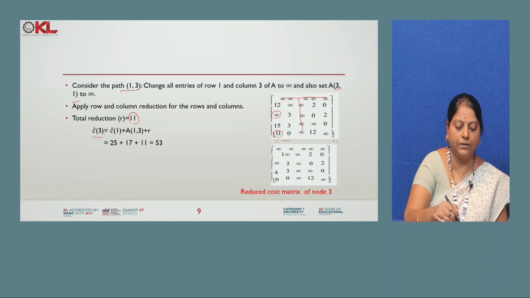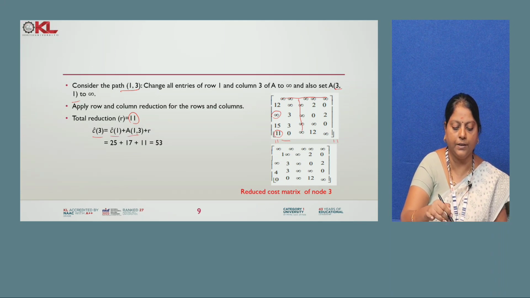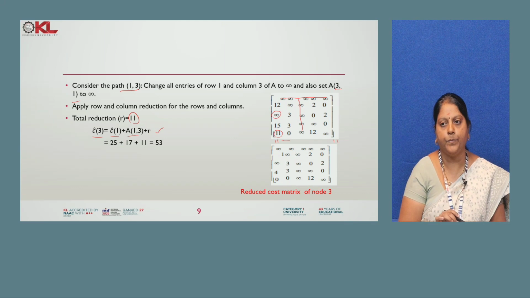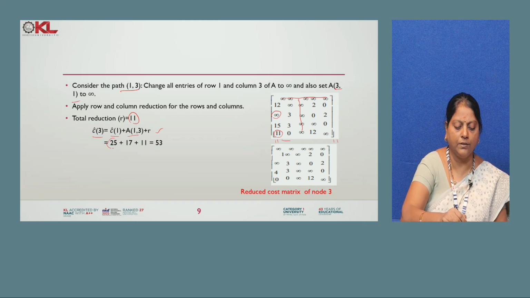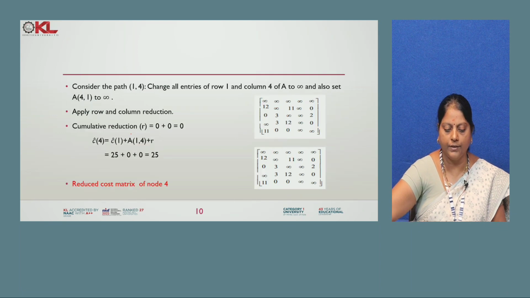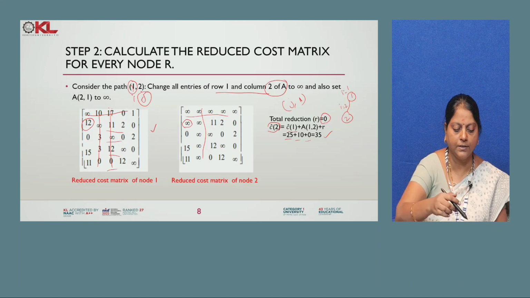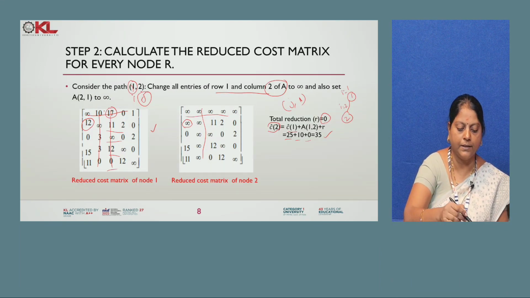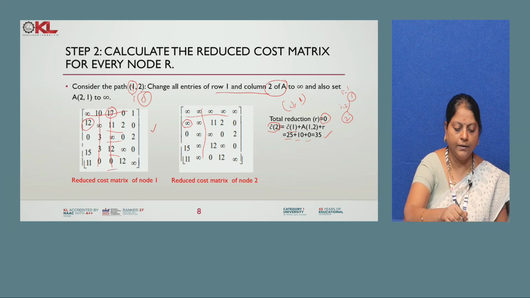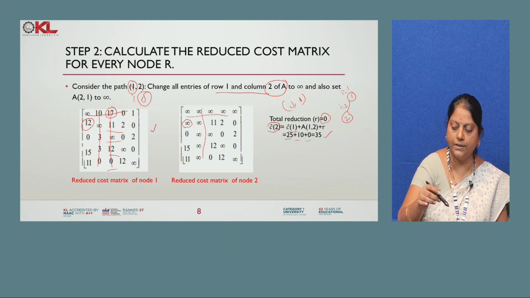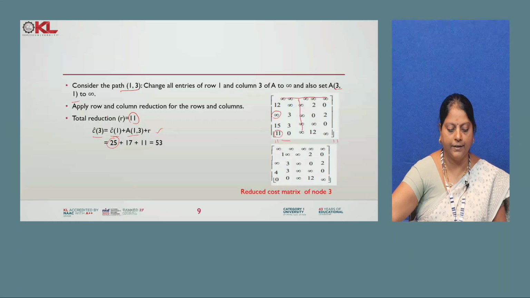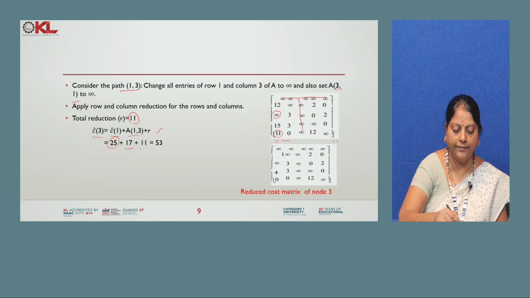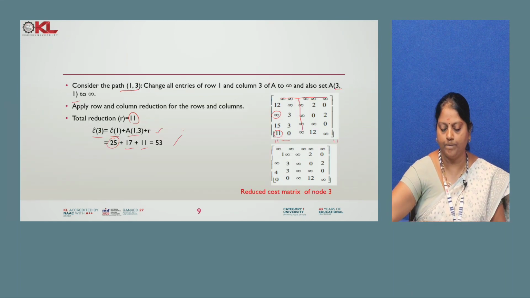Next, C of 3 equal to C of 1 plus A of 1 comma 3 plus R. C of 1 is the cost of the root node, which is 25. And what is the A of 1 3 value? In the previous reduced cost matrix of node A, that is root node A, the value is 17. That is added. So 17 plus 11, that equal to 53.